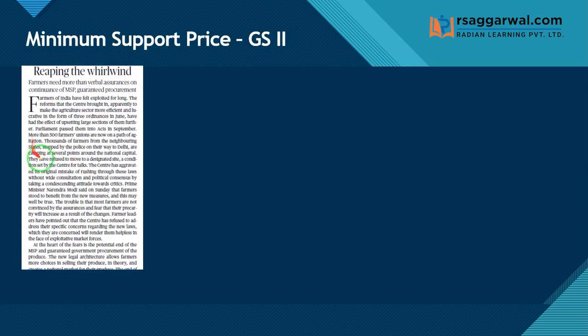In this article, or the editorial of the Hindu newspaper, they are talking about the minimum support price and the continuous protests that are going on across Delhi and its borders. This caters to GS paper 2, and here we have to understand the minimum support price idea. What is the meaning of MSP or the minimum support price?